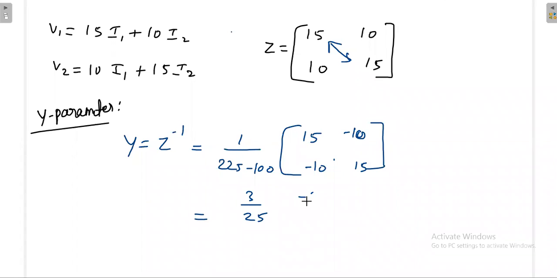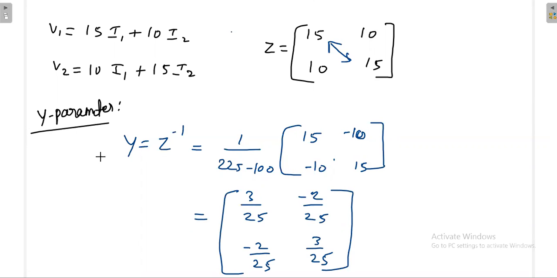Okay, so then finally you'll get 3 by 25, minus 2 by 25, minus 2 by 25, and then 3 by 25. Okay, now you have some idea how to convert from z parameter to y parameter. If you know the z parameter, you can get the y parameter. Again, the same thing is valid.